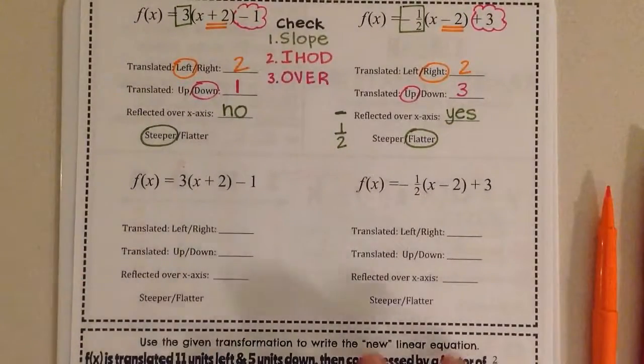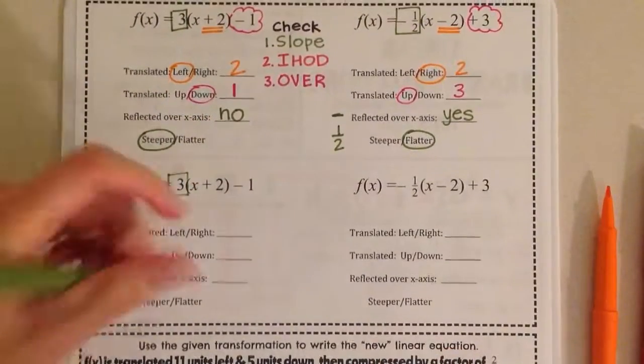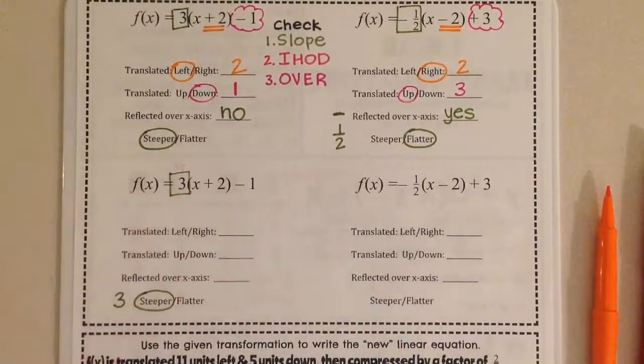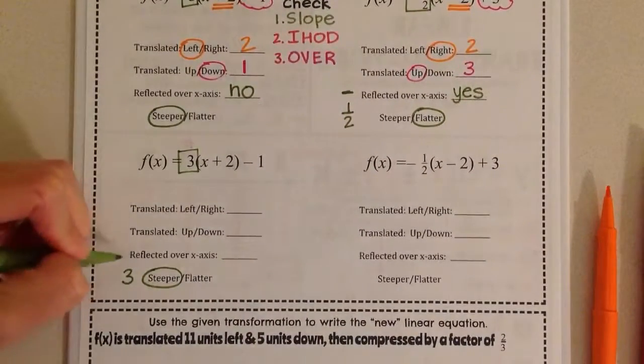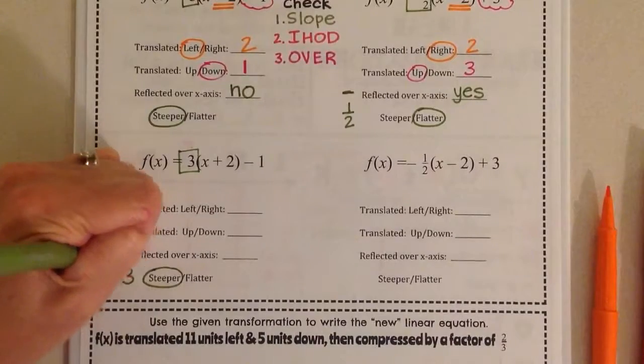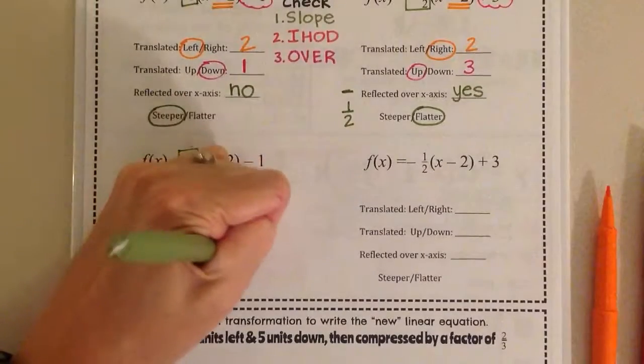All right, again, start with your slope. 3. 3 is going to tell me that it is getting steeper because it started at 1 and it got bigger, steeper. Next, did it reflect over the x-axis? It's positive, so there was not a sign change. It started as a +1, it stayed a positive, so that means no reflection.